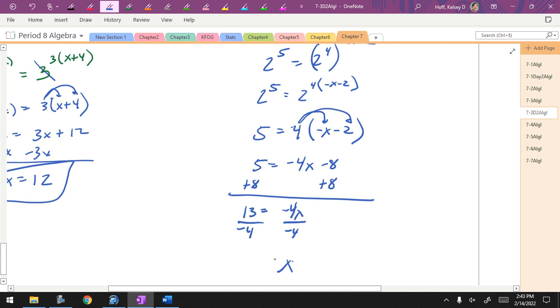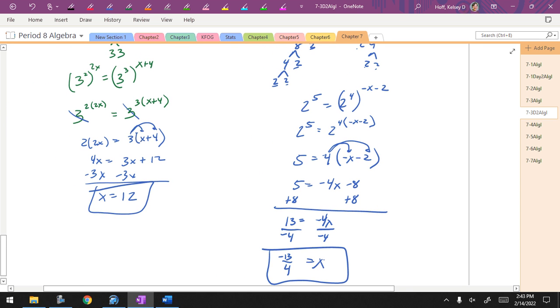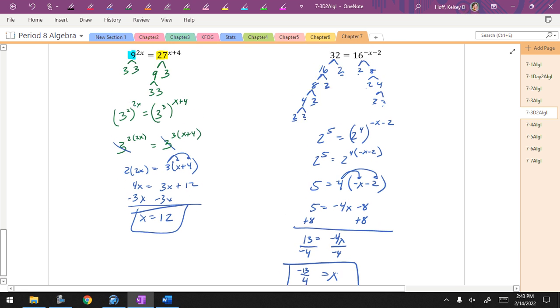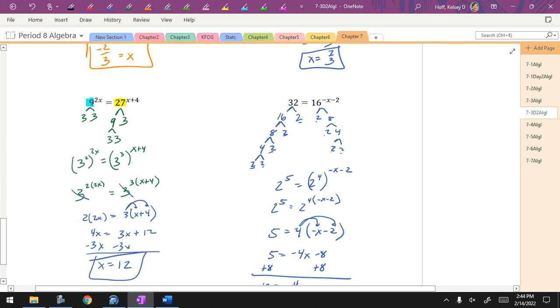So much for nice answers, huh? I got negative 13/4. Anybody else? The easiest way to figure out your base is up here with my factor trees. I know I needed to take 2's out, and then I've got to just figure out how many 2's it took me to get there. What do you think your common bases are going to be today? Your prime numbers. 2, 3, 5, 7. That's probably about it.